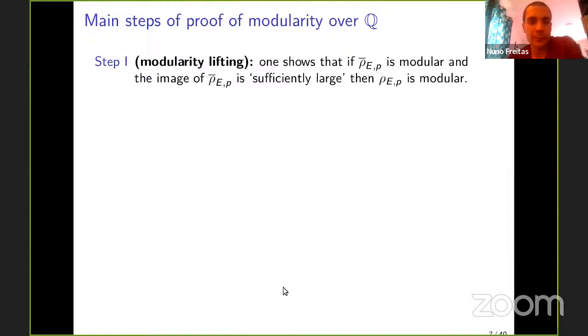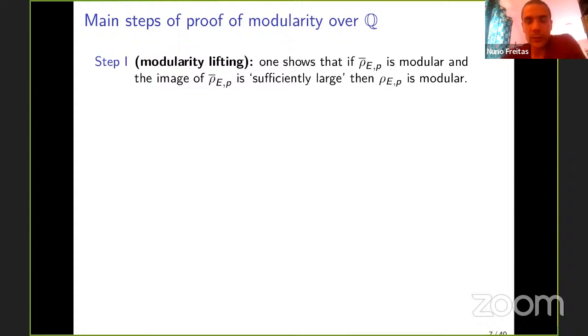Okay, so now before we dig into the modularity over totally real fields, let's first summarize the main steps of the proof of modularity over the rationals, because then we will basically generalize this proof and explain what the challenges are in each step.